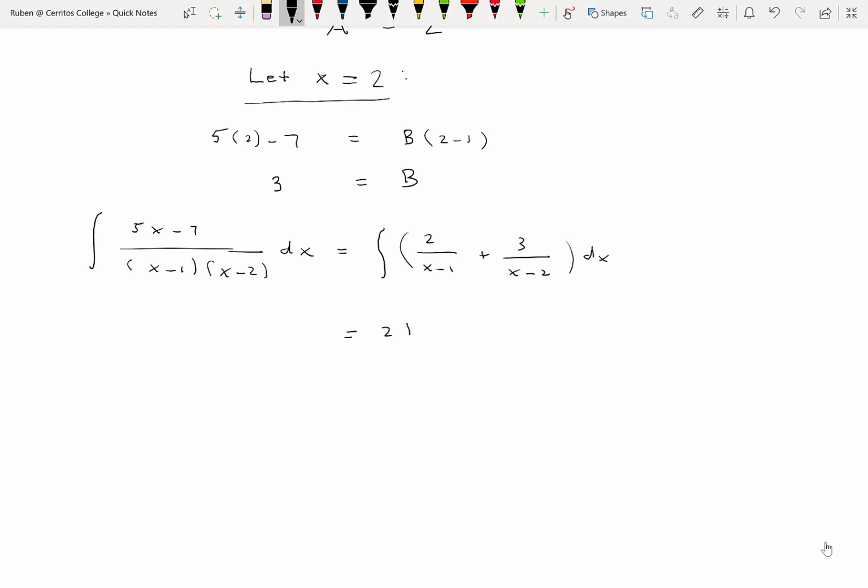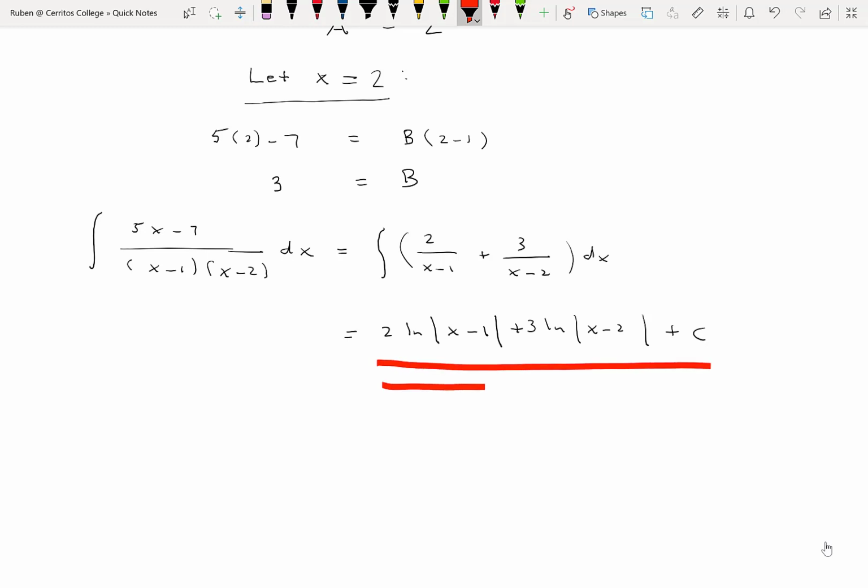I get 2 times the natural log of x minus 1. If you're not sure about that, stop the video and make a u substitution in the first integral if you need, but convince yourself that these answers are correct. So if I integrate 3 over x minus 2, I have 3 times the natural log of x minus 2 plus a constant, and this is fine. We could use the rules of logarithms to maybe write this as one expression, but no, this is just fine.